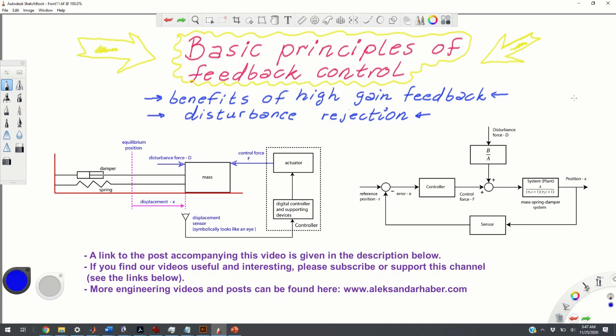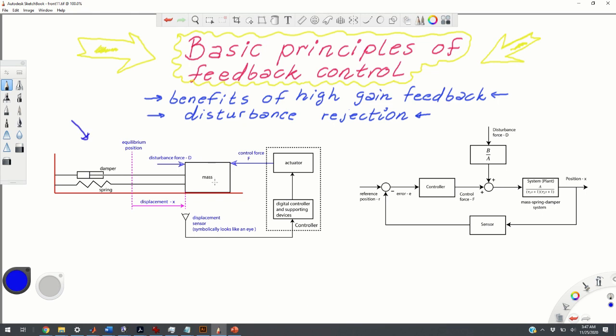Before I start, I'm going to give you a brief overview of what you're going to learn in this video. We're going to start with the simple mass spring damper system, and we're going to explain basic principles of feedback control approach in such a system. Why do we use mass spring damper systems? Well, mass spring damper systems can be used to represent or to model a large number of dynamical systems.